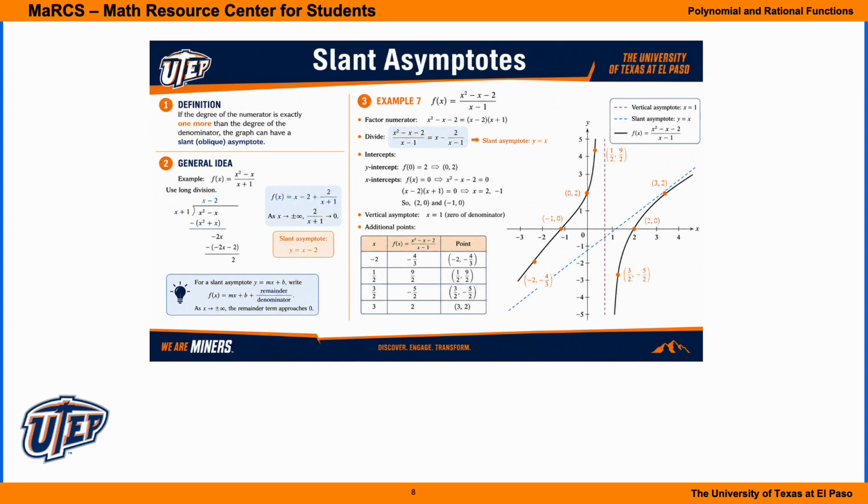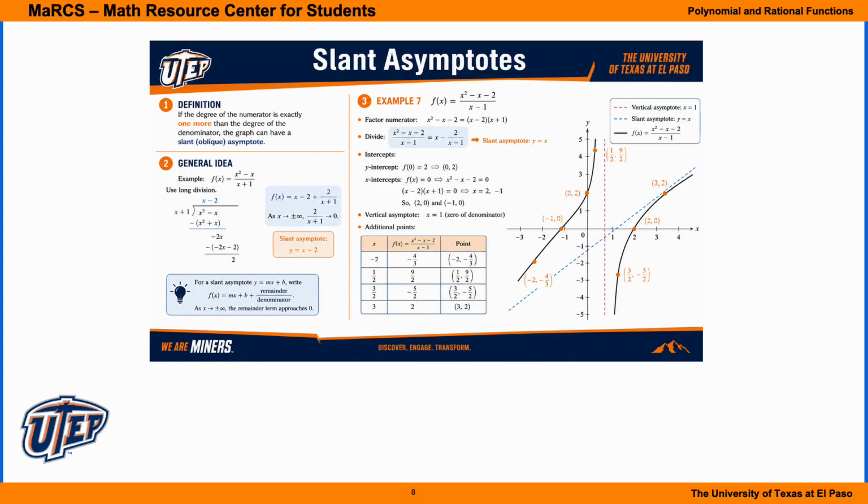Now we're given another example. f of x is equal to (x squared minus x minus 2) divided by (x minus 1). So first we factor the numerator. x squared minus x minus 2 is equal to (x minus 2) times (x plus 1). Now we can divide, and we will be left with (x minus 2) divided by (x minus 1). So our slant asymptote will be y is equal to x. For the y-intercept, we set x equal to 0, so we'll get the point (0, 2).